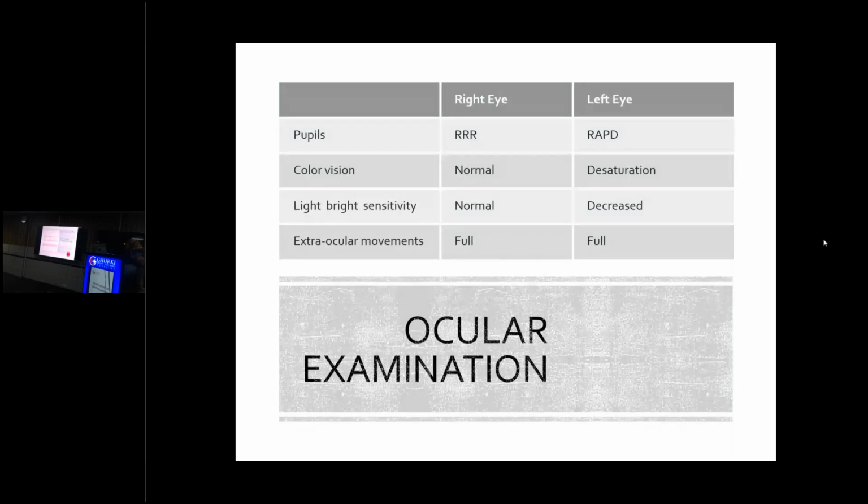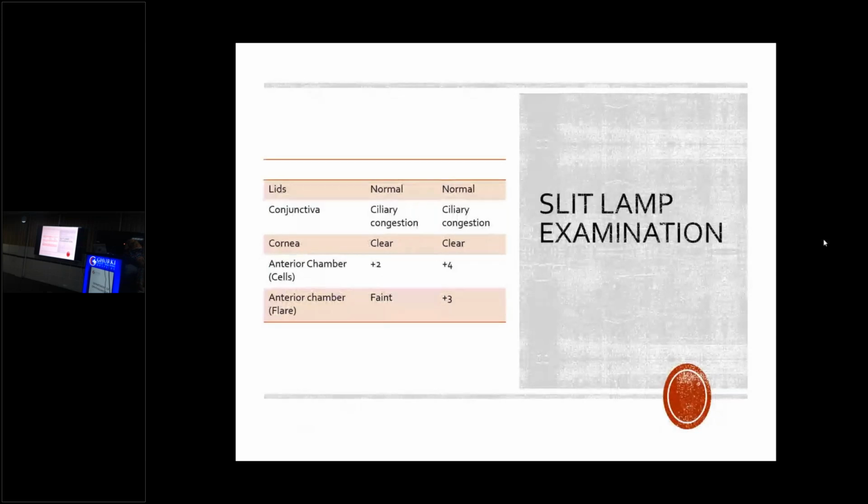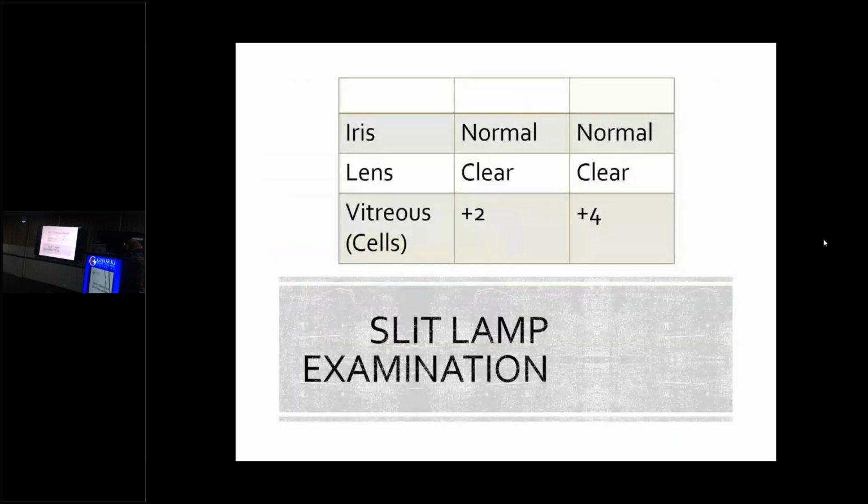On slit lamp examination, the patient's lids were normal, but there was ciliary congestion bilaterally, and the cornea was clear. In the anterior chamber, +2 cells were there in the right eye and +4 in the left eye. Anterior chamber flare was faint in the right eye, but it was +3 in the left eye. Iris was normal, and lens was clear bilaterally. In the vitreous, again there were cells, +2 in the right eye and +3 in the left eye.